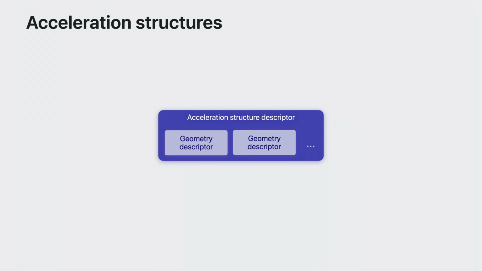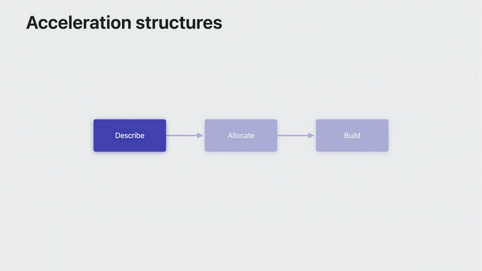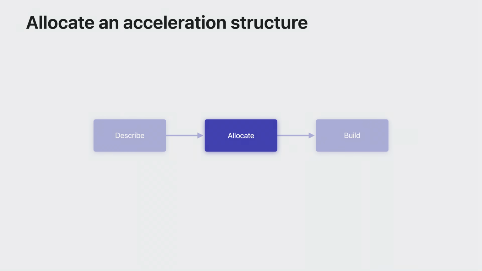Now that you've created your geometry descriptors, you can set up the acceleration structure descriptor. Use the primitive acceleration structure descriptor for primitive geometry like triangles, bounding boxes, and curves. Add the geometry descriptor to the acceleration structure descriptor. Multiple geometry descriptors can be added to a single acceleration structure to combine the geometry. When you have your acceleration structure descriptor ready, you can allocate memory for the acceleration structure. Metal gives you full control over when and where this memory is allocated.